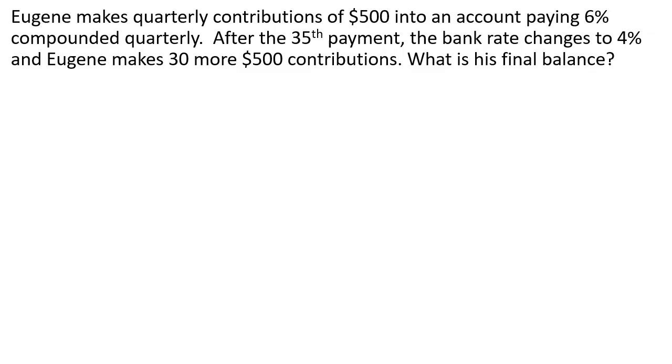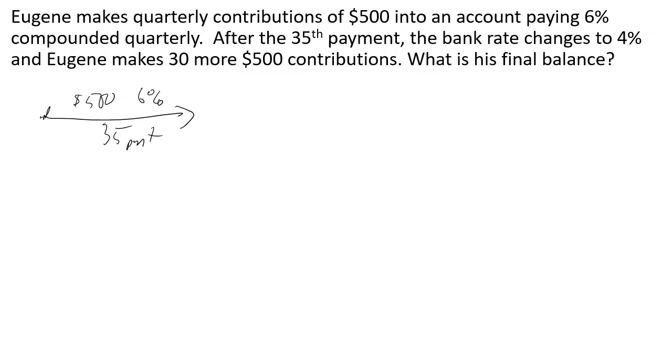So in this case, we're going to think of it in a few parts. First off, for that first 35 payments, for that first chunk of time, he's putting in $500 at 6% rate for 35 payments. Notice it's not 35 years, but 35 payments. We'll figure that out later. Now, at the end of that time, the rate changes. So this we're going to think of as one phase of the calculation.